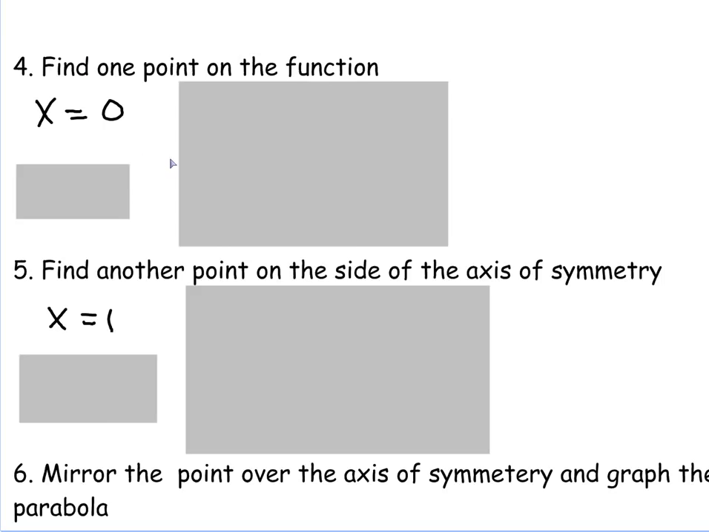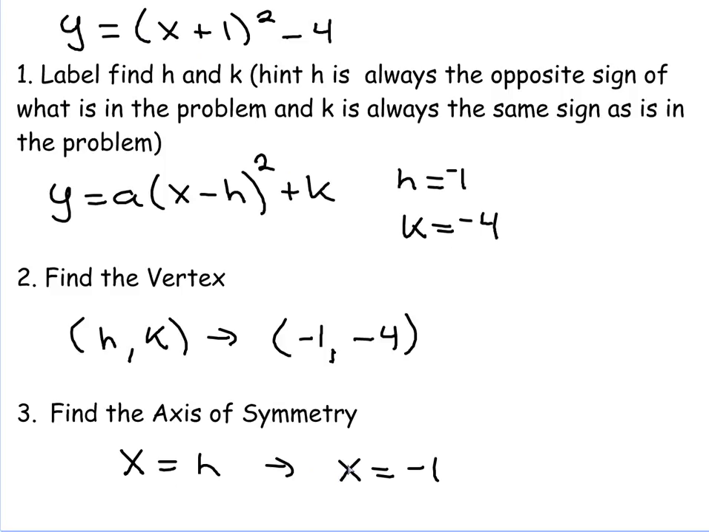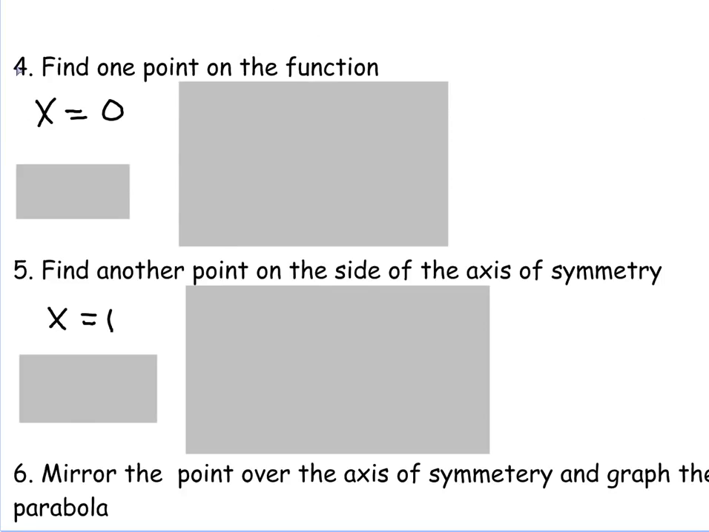Once we have our vertex and our axis of symmetry, we need to find two more points so we can mirror them over. Unlike the other forms, we don't have any other points to go with, so we do actually have to find two complete points. Since my vertex is at negative 1, negative 4 and my axis of symmetry is negative 1, I'm going to pick two points on the right-hand side. So I'm going to use x is 0 and x is 1.